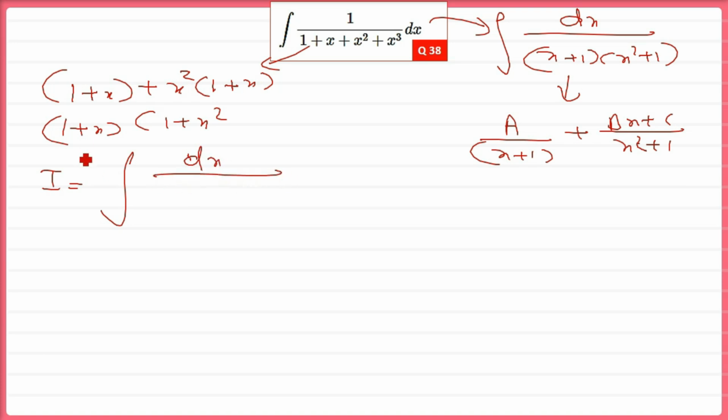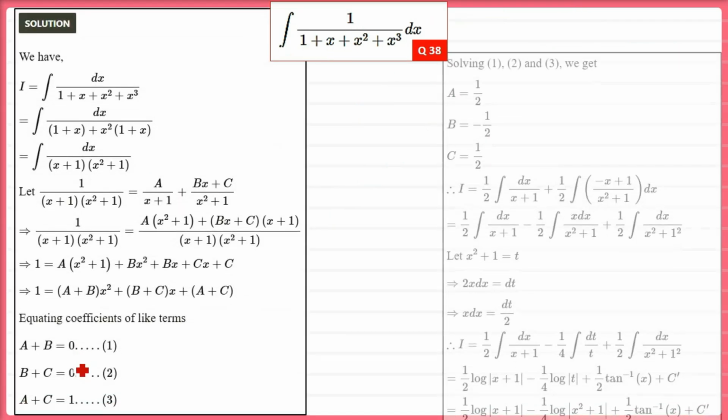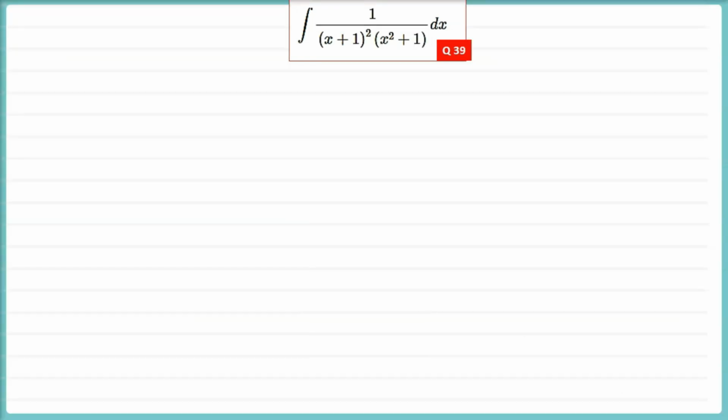Integration of dx divided by 1 plus x into 1 plus x square, you can write, or you can write x plus 1 into x square plus 1. Whichever way you write, the approach remains the same. So is it matching? Yes, of course it's matching. So it's x plus 1, x square plus 1, and I already told you how to write it: a divided by x plus 1 plus bx plus c divided by x square plus 1. So this is how you are going to go about it. If you find any problem, just let me know. This question is somewhat different. It's not very different, but it has combined two things together. So we'll solve it. Alright.